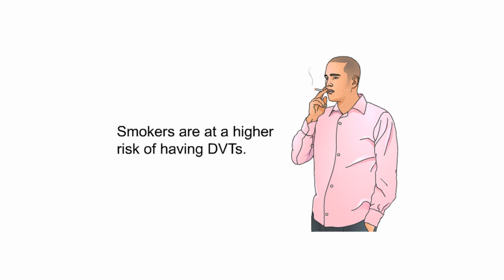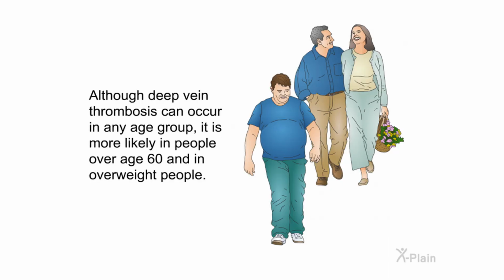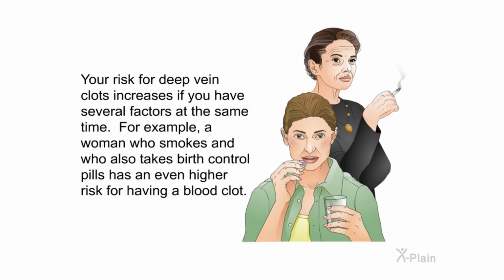Smokers are at a higher risk of having DVTs. Although deep vein thrombosis can occur in any age group, it is more likely in people over age 60 and in overweight people. Your risk for deep vein clots increases if you have several factors at the same time. For example, a woman who smokes and who also takes birth control pills has an even higher risk for having a blood clot.